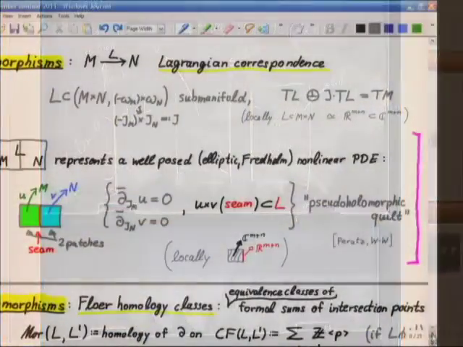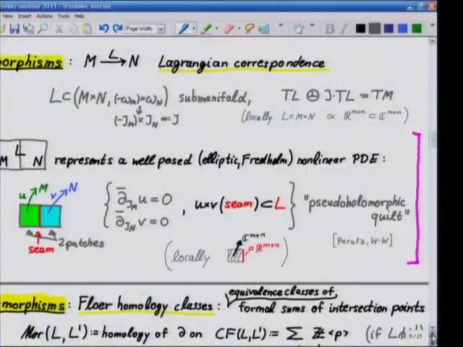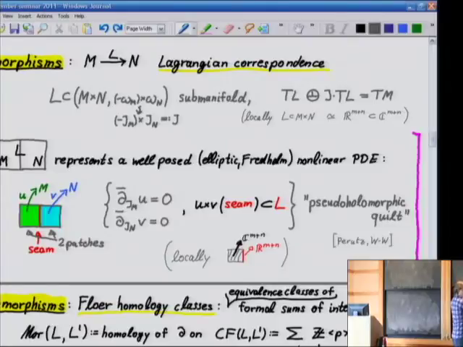Okay, so we have locally something that looks like a good PDE, so we can hope to build well-behaved moduli spaces out of this.